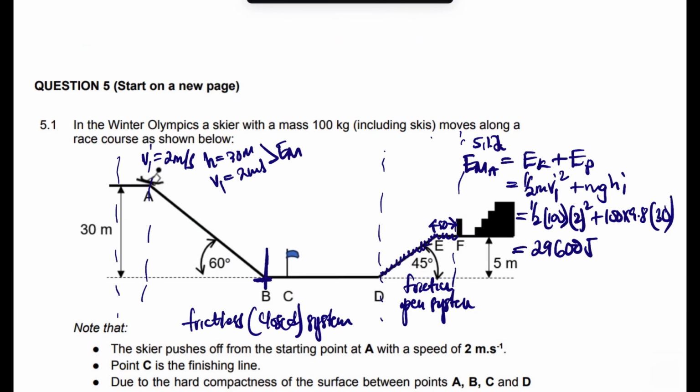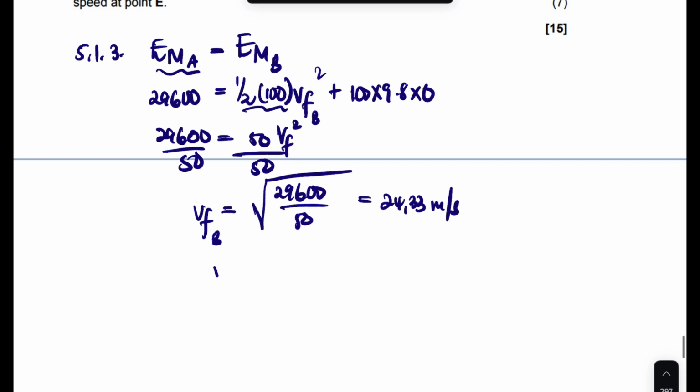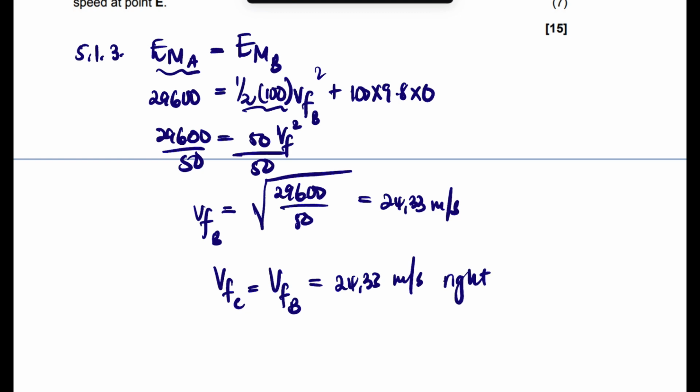And as I told you, it's going to be the same speed all the way up until D, right? So we say the velocity for C is equal to the velocity for B. What is the velocity for B? It is 24.33 meters per second, and at B it's going to be going to the right.